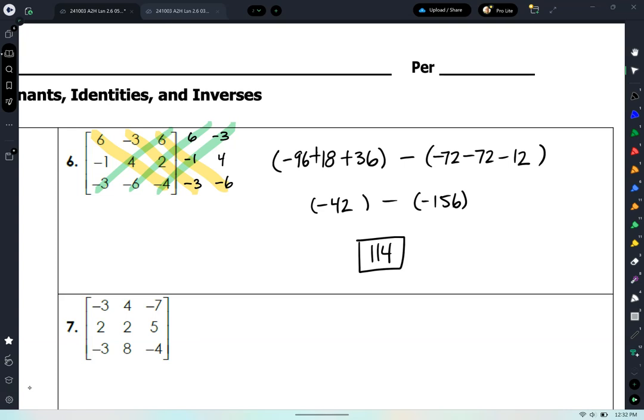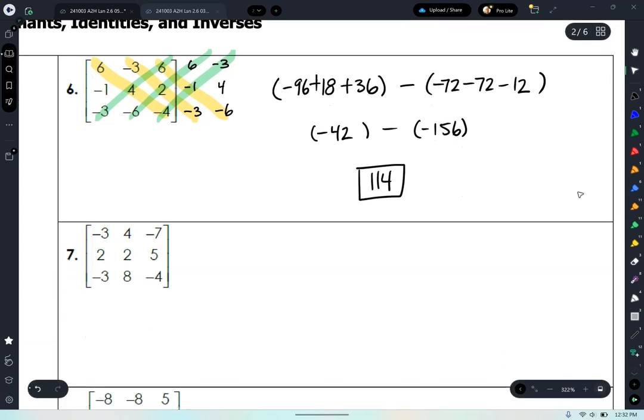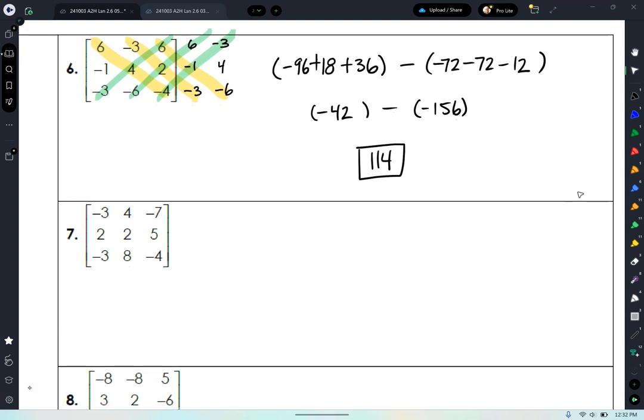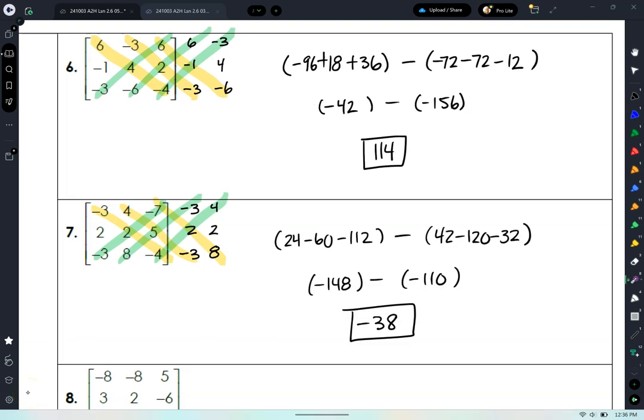How many people got that right? Let me see. Oh, okay, all right. Very good. Okay, let's do one more. So this time I won't give you any checkpoints. This time you're going to do number 7 all the way through, from the top to the bottom. Go for it. Let's take a look and see how you did. You should have come up with negative 38.